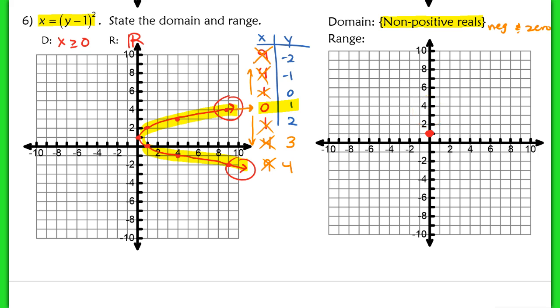All right, so it's a pretty interesting graph. It's really boring, but the range here is just y is equal to 1. It's just the one value, and you can even put it in set notation like that. You can either write y is equal to 1 or just write it in set notation.